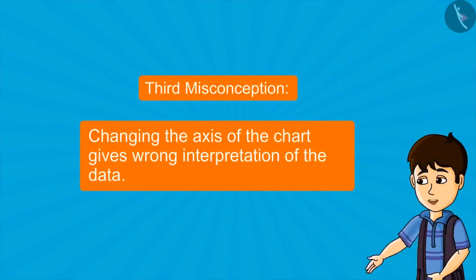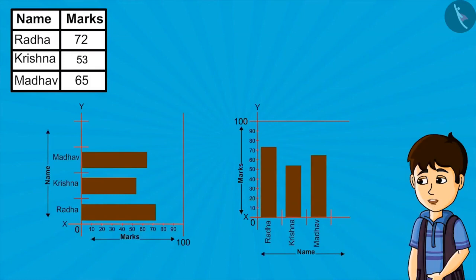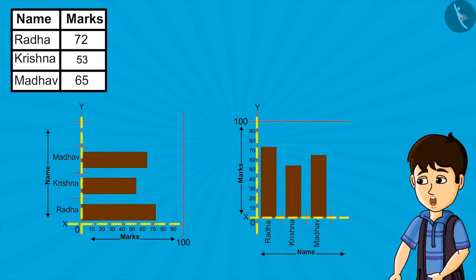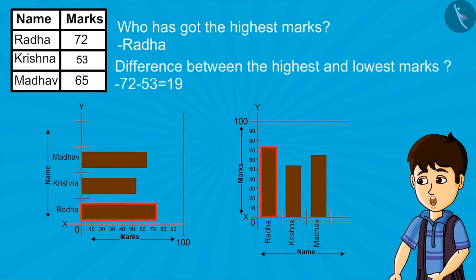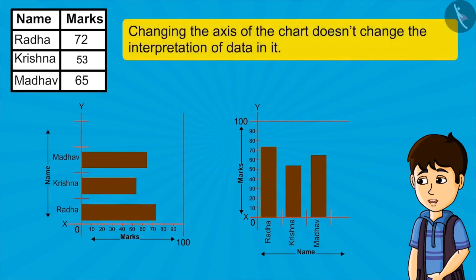Some people also believe that changing the axis of the chart gives wrong interpretation of data. Look at both these charts carefully. We have only changed the coordinate axis, but still, we are getting the same information from the data. Who has got the highest marks, difference between the highest and lowest marks, etc. So, we can say that changing the axis of the chart doesn't change the interpretation of data in it.